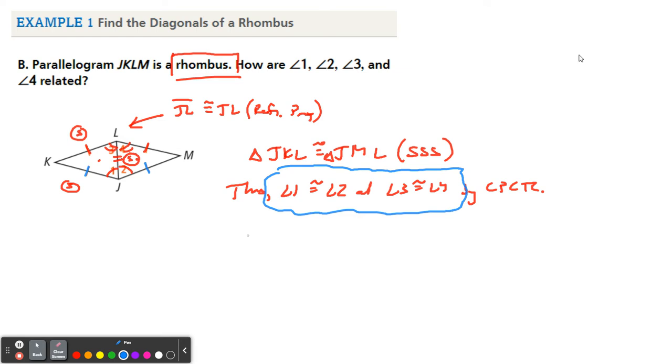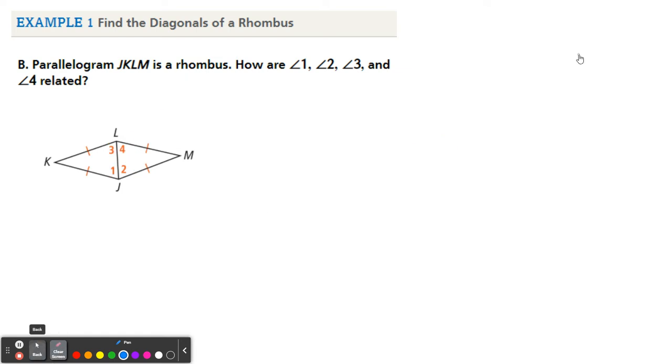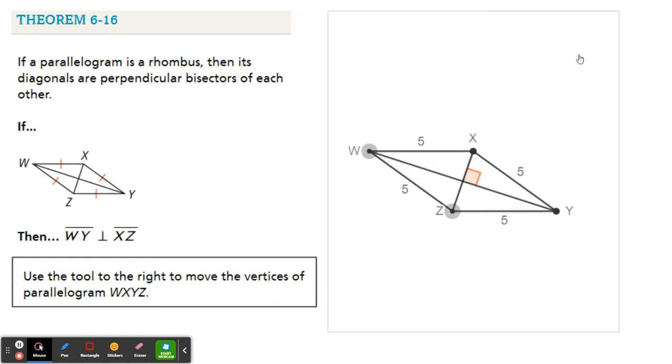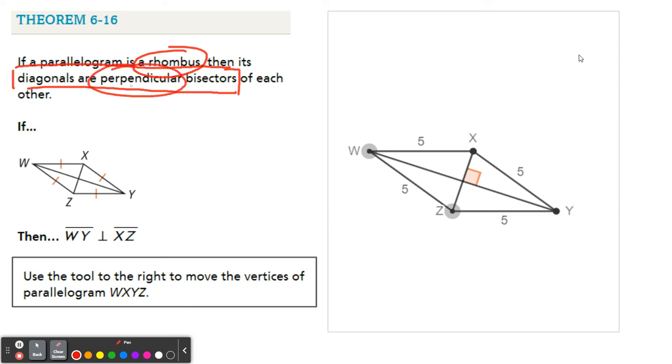Okay, so let's formally introduce these two ideas. All right. So here's the first one. If a parallelogram is a rhombus, then the diagonals are perpendicular bisectors of each other. Now really, it just means that they're perpendicular, but the bisector idea comes from being a parallelogram because they do already bisect. So again, the main idea is perpendicular.